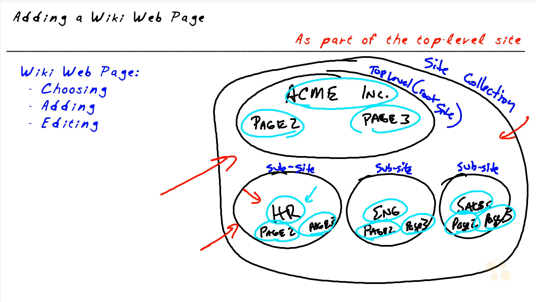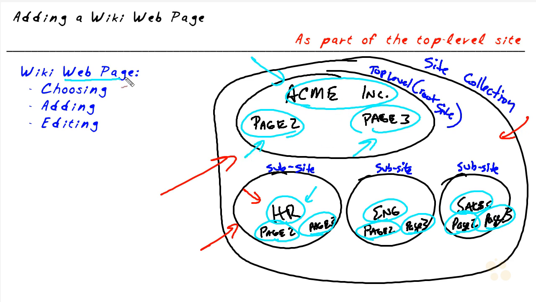So in this nugget, what I'd like to do is walk you through the very simple and easy process of adding an additional web page to an existing site. And because we already have Acme Inc. available as part of our lab, let's go ahead and create page 2 of the Acme Inc. website.